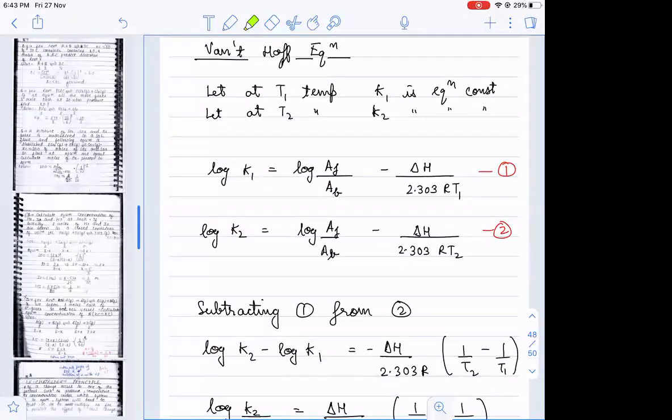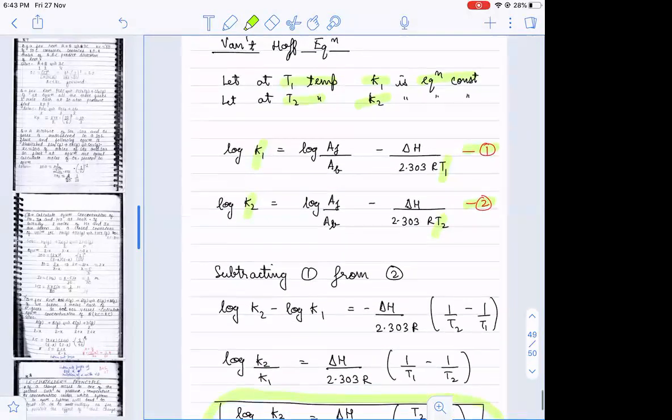At first we say let K1 be the equilibrium constant at temperature T1. Now we have changed the temperature to T2. Obviously, the equilibrium constant will also change to K2. We substitute K1, T1 in this equation, getting the first equation, then K2, T2 accordingly, getting the second equation. Now what we are going to do is subtract 1 from 2. So from the second equation, we subtract the first equation, 2 minus 1.